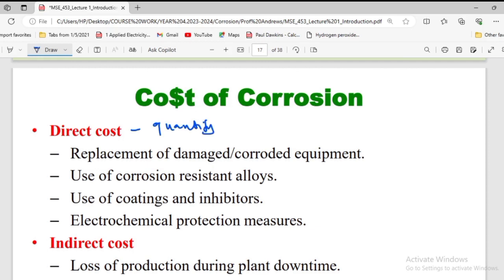So replacement of damaged or corroded equipment, use of corrosion resistant alloys. You are doing this to prevent or to reduce the rate of corrosion. That is, you are doing it to reduce the what? Reduce the corrosion rate, right? Or you are trying to prevent the corrosion from happening. That is why you do the direct cost, right? And use of coatings and inhibitors, electrochemical protection like CP, cathodic protection, or sacrificial anode.